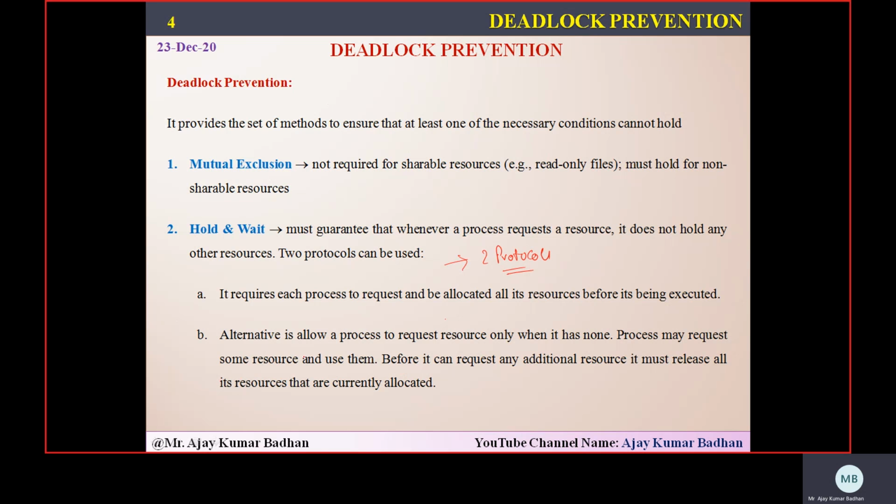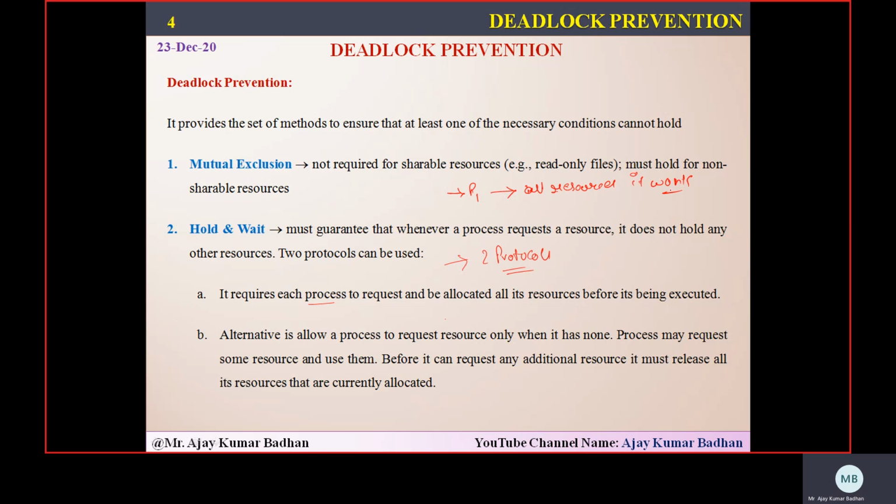The first protocol is this: we know that whenever a new task has to be implemented, the operating system creates a new process. And this process will give information about all the resources it wants.